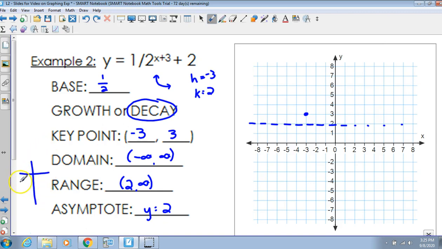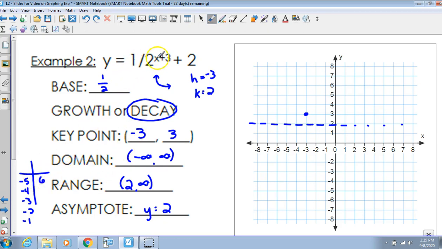Let's pick the numbers -5, -4, -3, -2, and -1. So if we plug in a -5, -5 plus 3 makes a -2. 1/2 to the -2 power is 4. And 4 plus 2 makes 6.